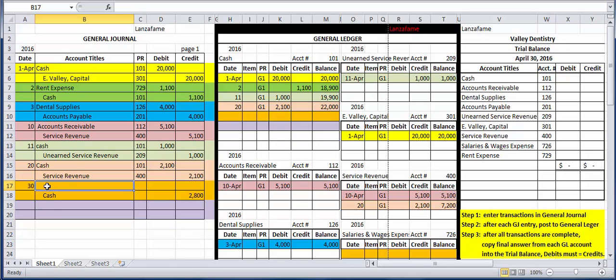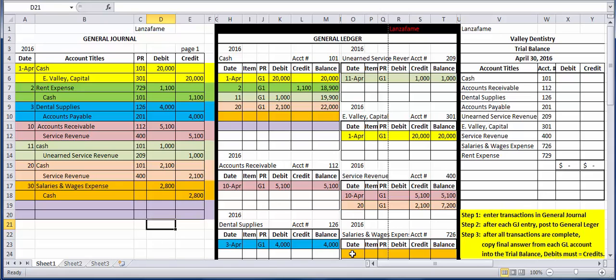Question is, what do we debit? Well, what did we do? We paid the secretary receptionist for the month. We paid their salary. So if you scan through the ledger, the only account that fits that bill is this account called Salaries and Wages Expense. So that's what we'll use. Salaries and Wages Expense. And we're going to debit that for $2,800. Again, notice our debits equal our credits.